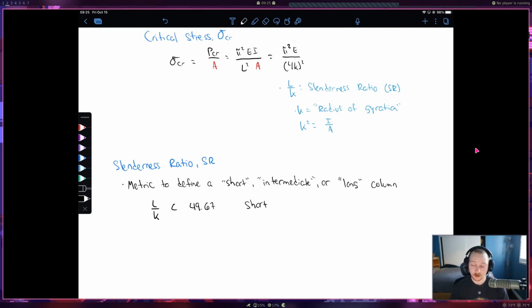Alright, so if we have our length divided by k, which is from the moment of inertia divided by the area, if that is less than 49.67, then we have a short column.